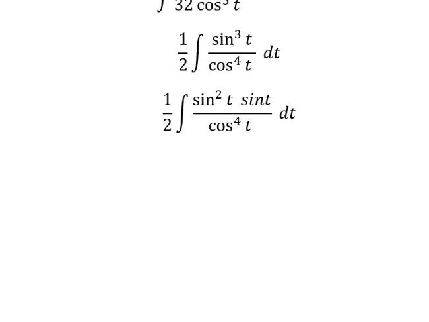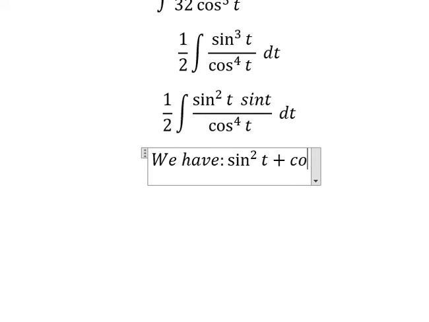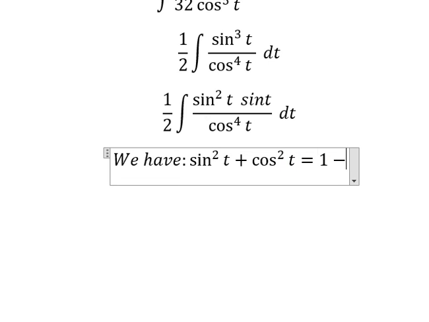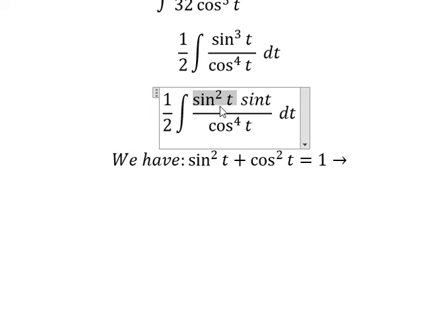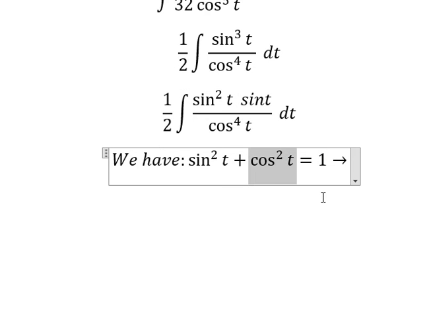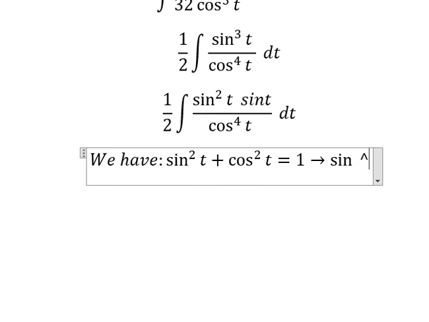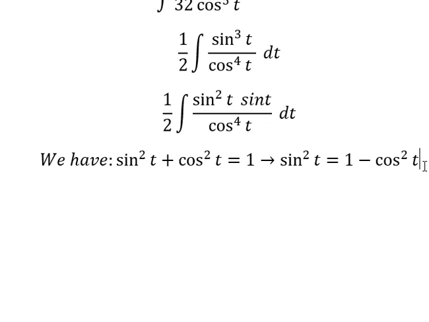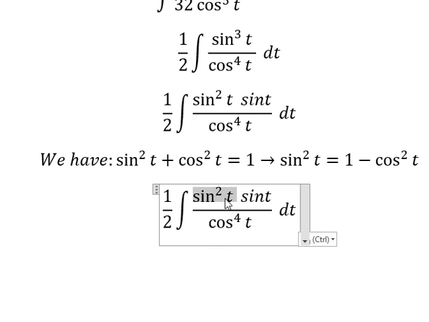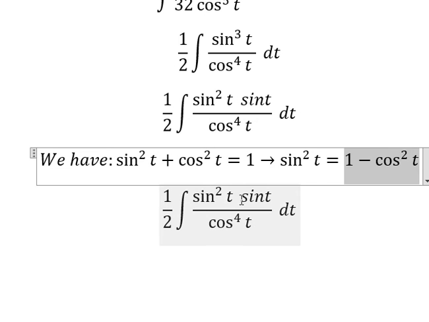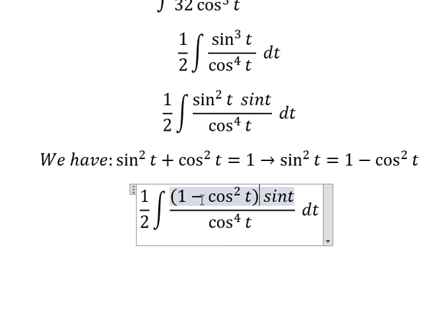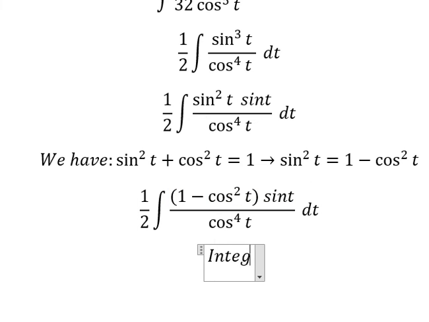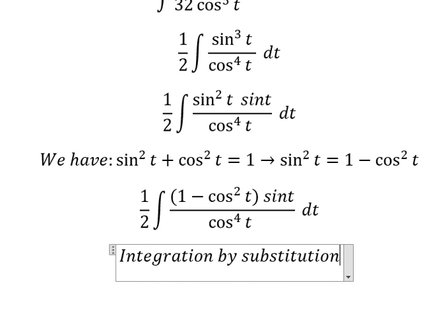Next, we have the formula in here. Sine squared t plus cosine squared t equals 1. So we have sine squared t in here. So we put cosine squared t to the right. So we need to change sine squared t into 1 minus cosine squared t. Now we can use integration by substitution.